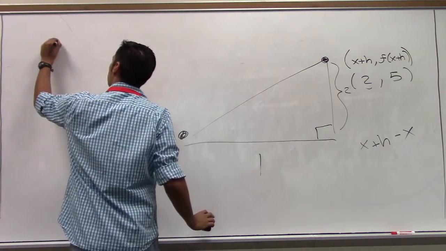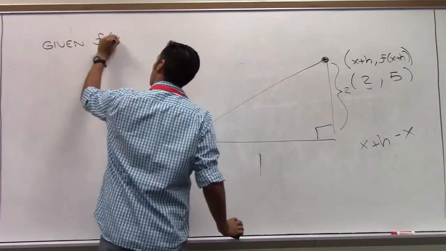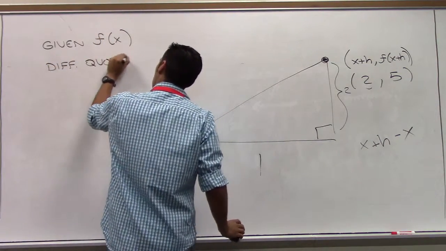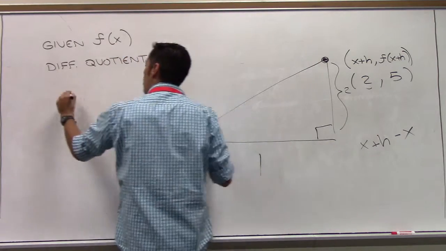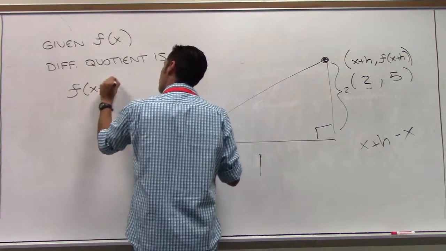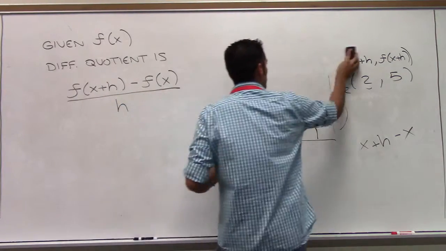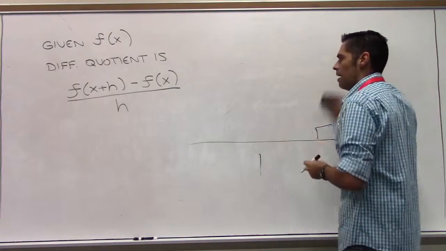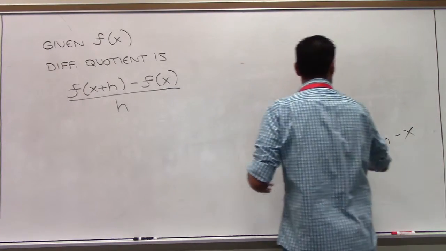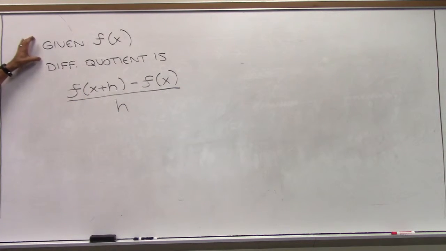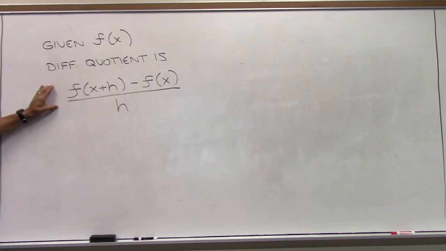So given a function f of x, the difference quotient is always f of x plus h minus f of x over h. And you should have that put into memory. It's that important that you should memorize that formula. It does not matter what function someone gives you. As soon as someone gives you a function, you can always compute the difference quotient by figuring out what this is.